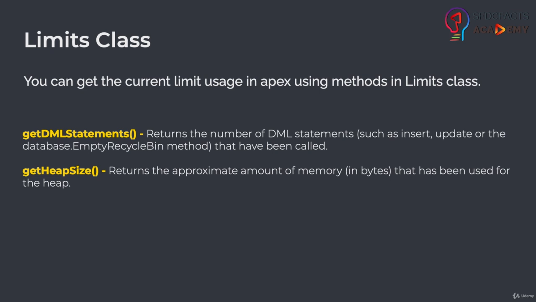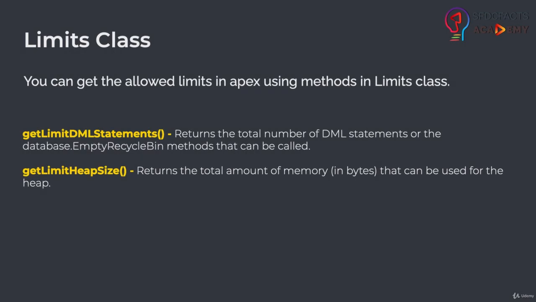Previously it was getHeapSize, which tells you about the current utilization of heap in your current transaction. But if you want to know the allowed limit, then you only need to add one more word in your method name, which is getLimitHeapSize, and this is going to give you the actual governor limits value. These methods are very helpful when you want to avoid hitting any type of governor limits, or when you want to execute some piece of code when you are about to hit a particular limit in Apex.